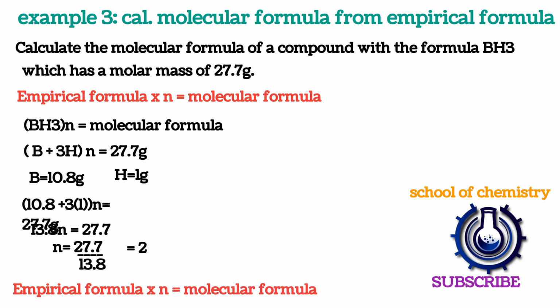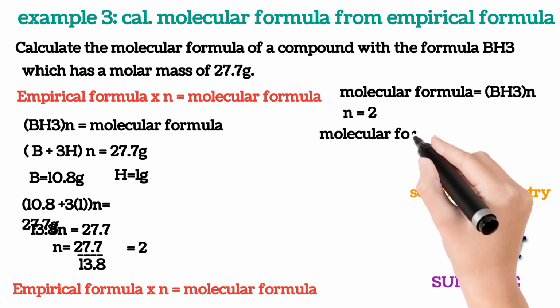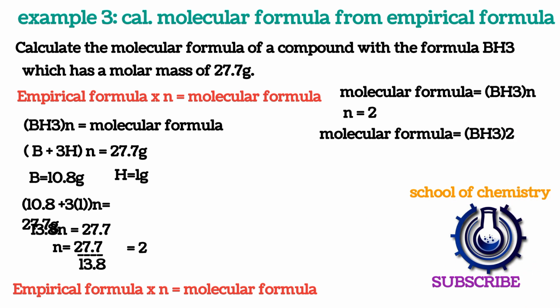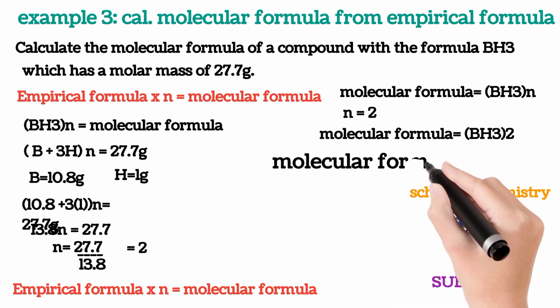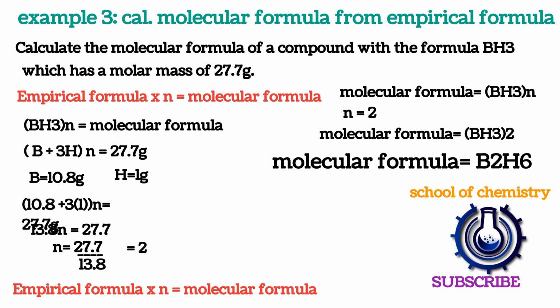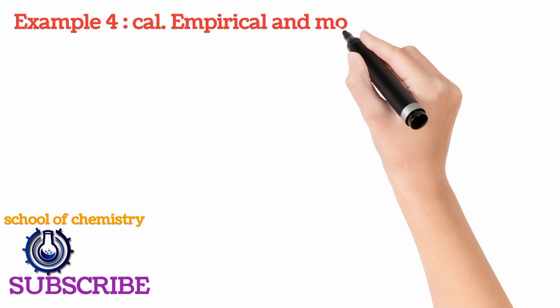Now, empirical formula times n is equal to molecular formula. We have established that. This implies that the molecular formula is equal to BH3 times n. We have calculated that n is equal to 2. It implies that the molecular formula is equal to BH3 with n replaced by 2. This implies that the molecular formula is B2H6, because you multiply that bracket: B times 2 is B2, and H3 times 2 will give you H6. Are you following? Let's proceed.